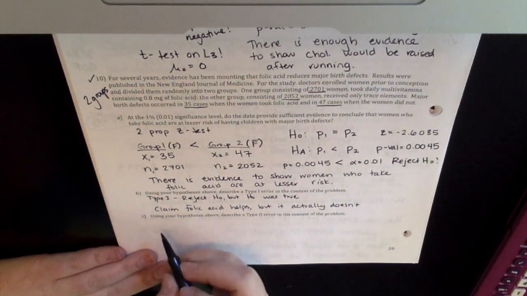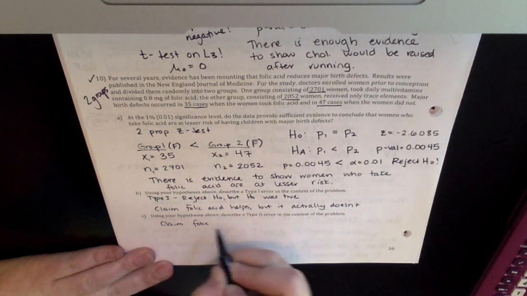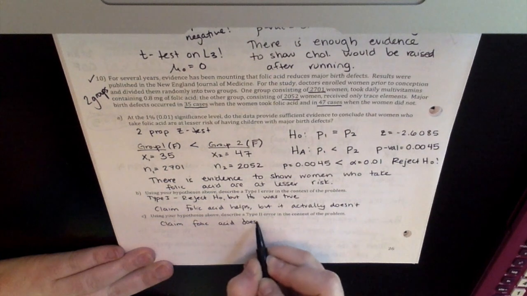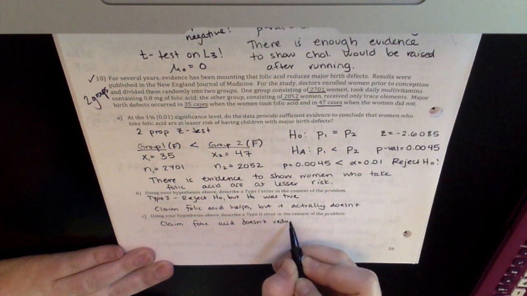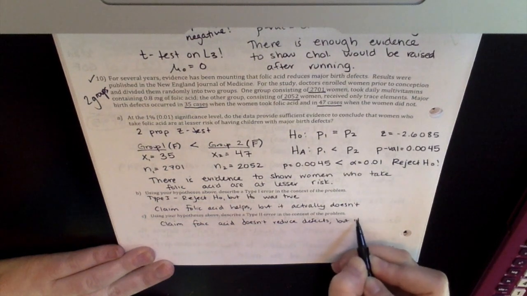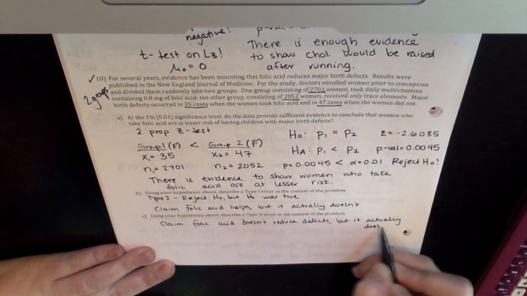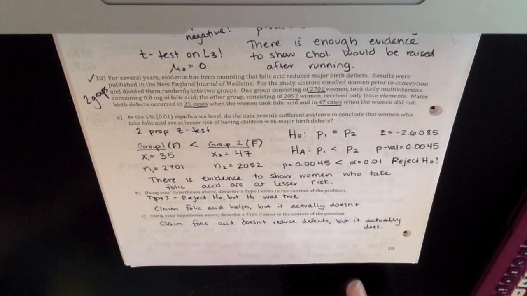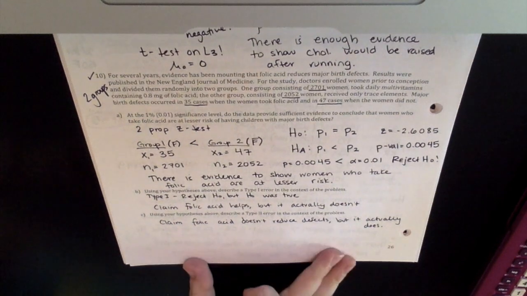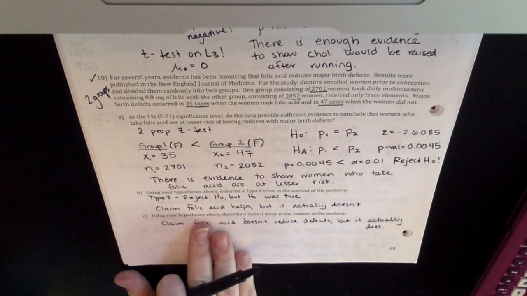And then type 2 is the opposite, where we would claim folic acid doesn't reduce defects, but it actually does. Okay, so we want to make sure that we don't make either one of these terrible mistakes that would hurt pregnant women and the potential effects that they might have.